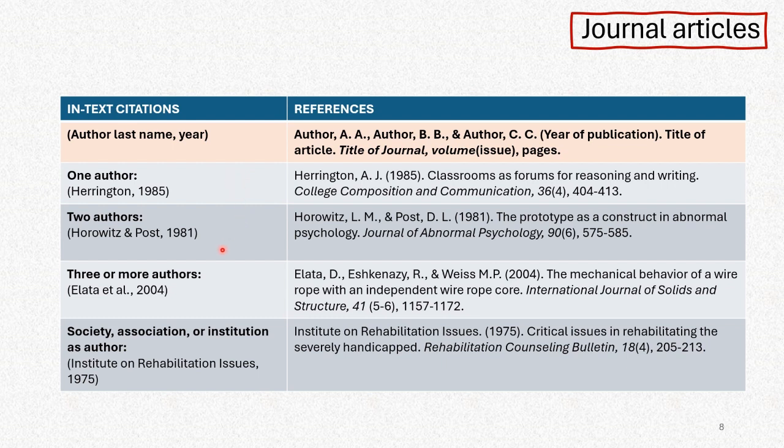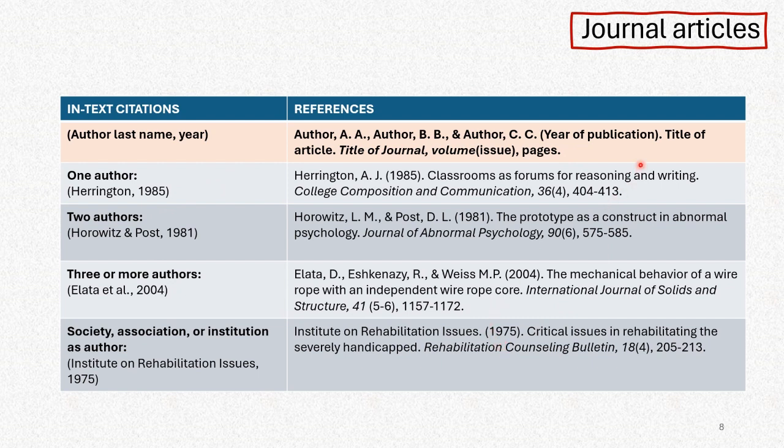So if there are 2 authors, write both of their last names using the and symbol. And if there are 3 or more authors, you just write the last name of the first author followed by et al. dot, comma, and then the year of publication. So if a society, association, or institution is the author, similarly you should write the institution name in full followed by the year of publication. So for each citation, you should write the corresponding reference.